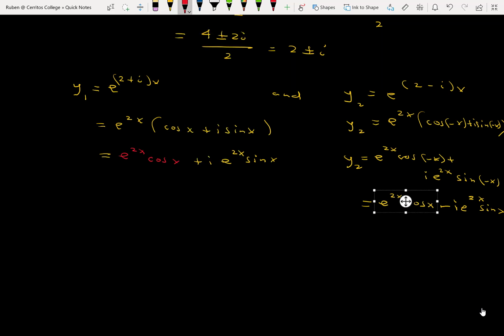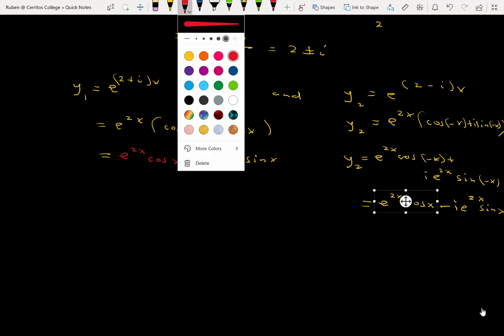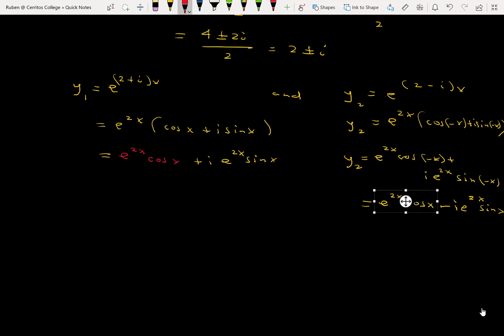Let's see, that didn't work. Let's see if it'll work now. It's not letting me highlight. All right, I guess it's not going to let me do it, so I won't highlight.